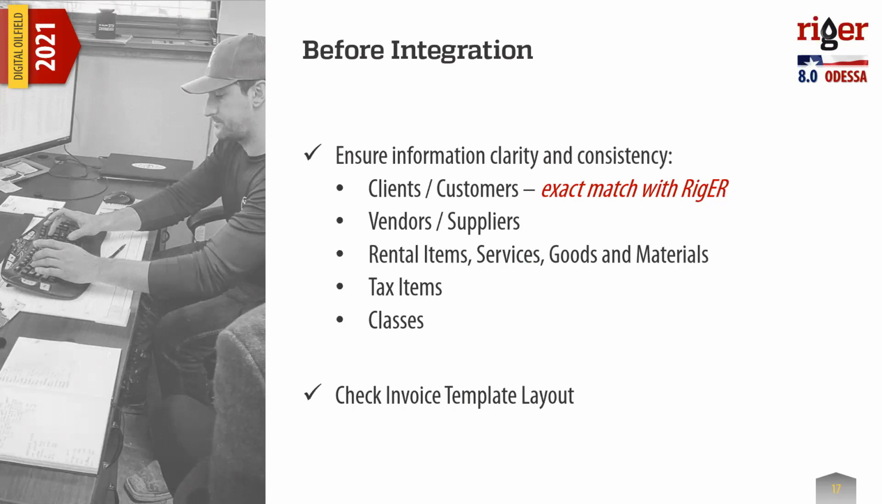Then you also need to check rental items, names, services, goods, and materials. These ones are one of the most important also because we connect the revenue items in RigER with revenue items in QuickBooks. So information will be exchanged on that level, and that should match also pretty precisely. So we can connect multiple revenue items from RigER to one revenue item in QuickBooks. So for example, if you have grouped items or higher level revenue items in QuickBooks, we can merge a few revenue items from RigER to the QuickBooks ones, not vice versa. Also will be done for tax items and classes. So it will be matched between together and information will flow based on that mapping.